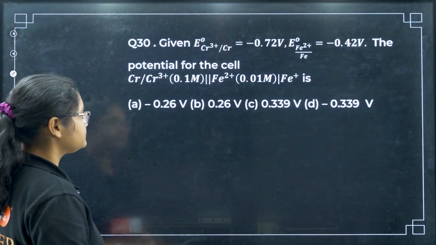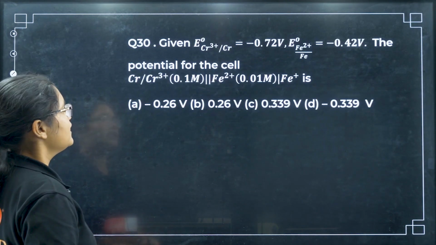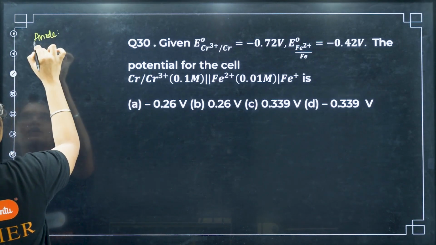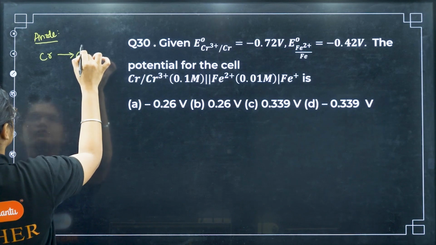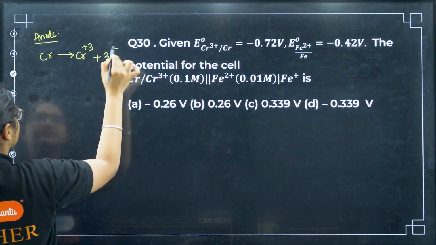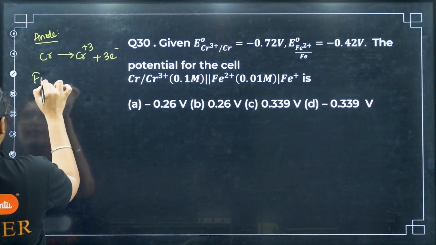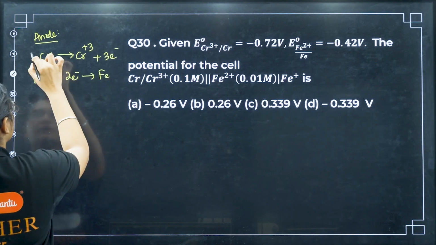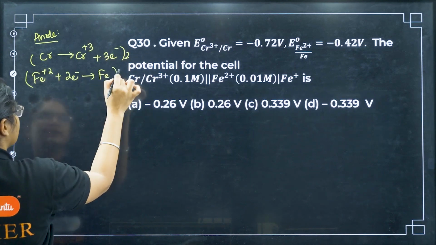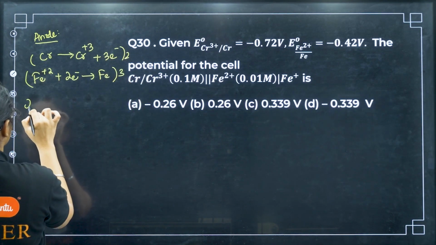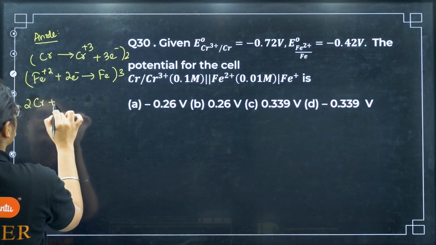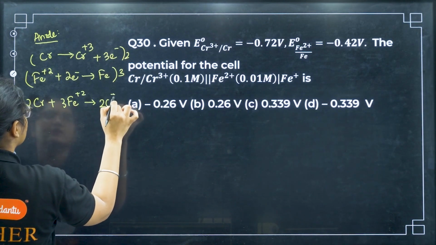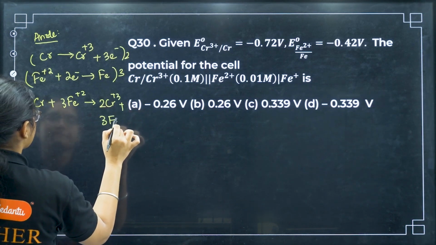Last question. To calculate, the Nernst equation is given. So we have this equation, let us write down first what will be the reaction at anode. So we have Cr to Cr3 plus plus 3 electrons, then we have Fe2 plus plus 2 electrons gives Fe. Here I will multiply so that the number of electrons is constant. So I will have 2 Cr plus 3 Fe2 plus gives me 2 Cr3 plus plus 3 Fe.